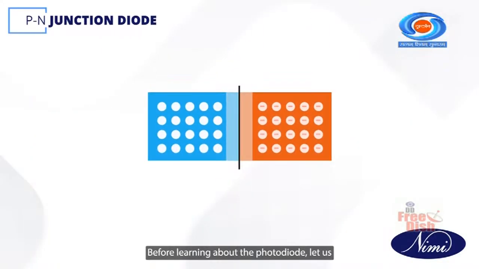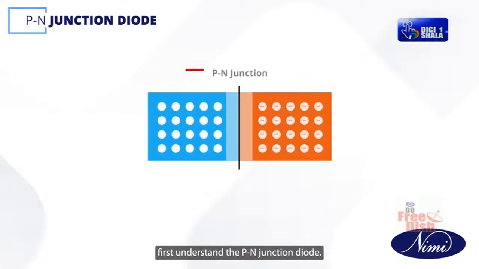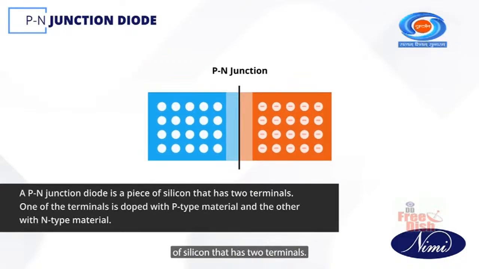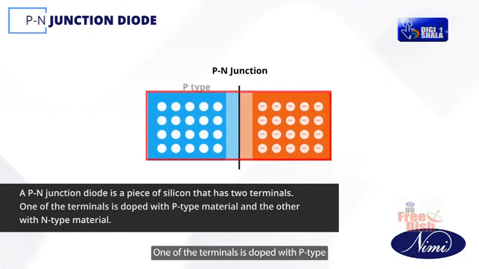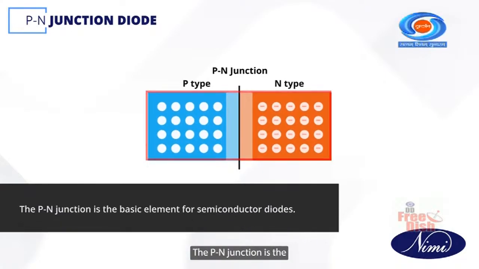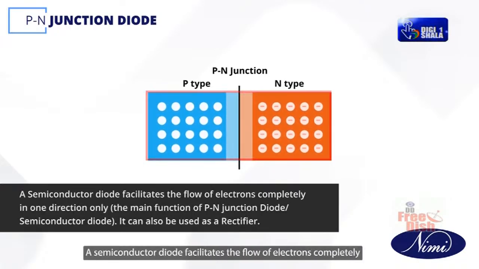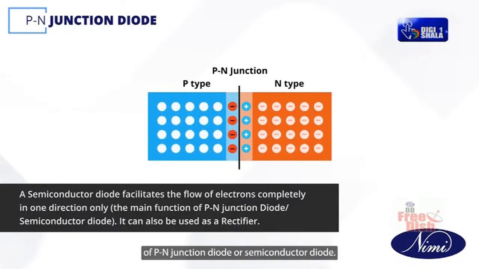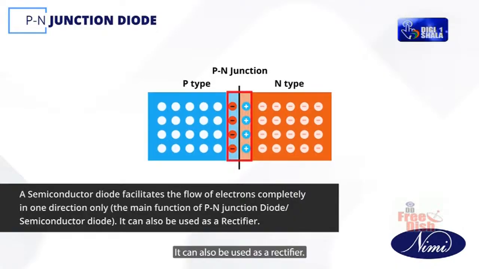Before learning about the photodiode, let us first understand the PN junction diode. A PN junction diode is a piece of silicon that has two terminals. One of the terminals is doped with P-type material and the other with N-type material. The PN junction is the basic element for semiconductor diodes. A semiconductor diode facilitates the flow of electrons completely in one direction only, which is the main function of PN junction diode or semiconductor diode. It can also be used as a rectifier.